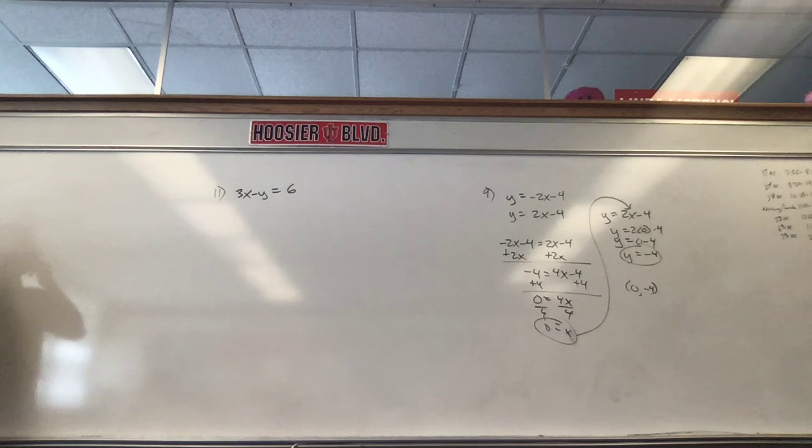Let's try 2 more, 13 and 15. Number 13. Okay, so we have 4x plus 4y equals negative 8. And then we have negative 2x, negative 2y, equals positive 4. Is that what I said? Yeah. Okay.